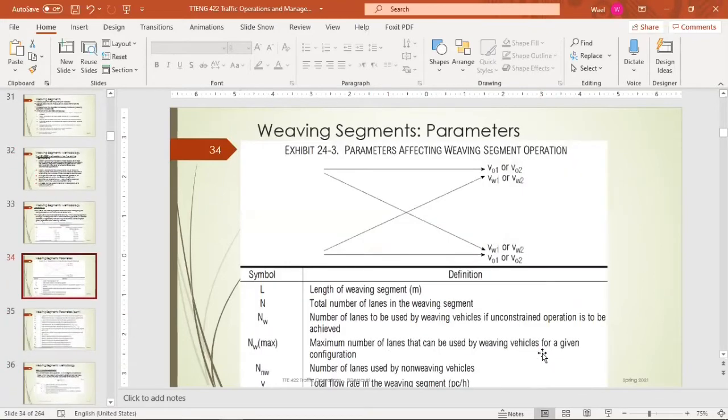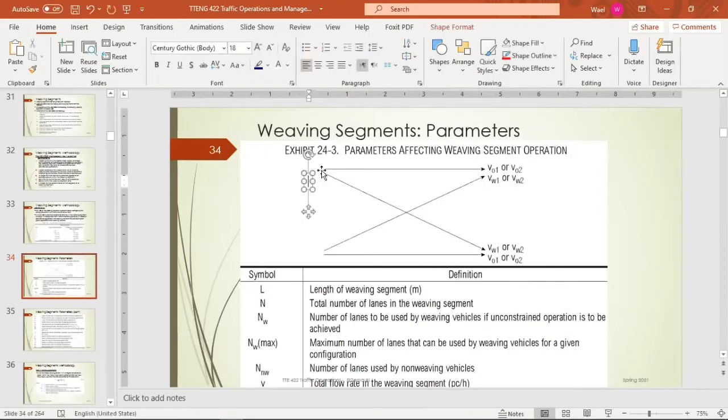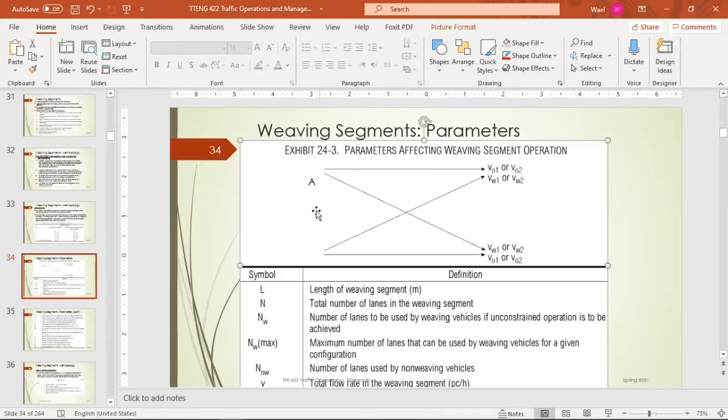The first step that we need to learn is the weaving segment parameters, the parameters involved in the weaving segments. As you can see here, we have 4 volumes. The first volume is the through movement in direction 1. The second volume is the proportion that is trying to shift or exit from the highway. This volume is the through movement in the other direction. And this one is the weaving volume from that other direction. So in other words, if we label here A, and this one B.